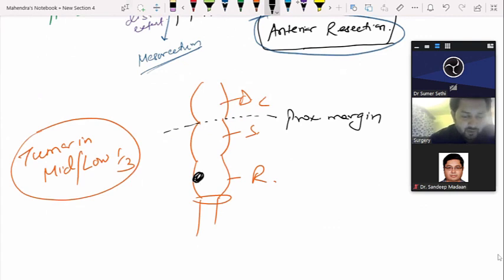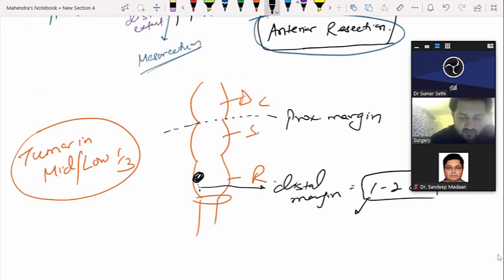Now for the distal margin, we should take between 1 to 2 centimeters. Okay, 1 is the minimum. You cannot take less than 1 centimeter. So if this 1 to 2 centimeter is not going into the anorectal ring, anorectal ring means the sphincters basically.